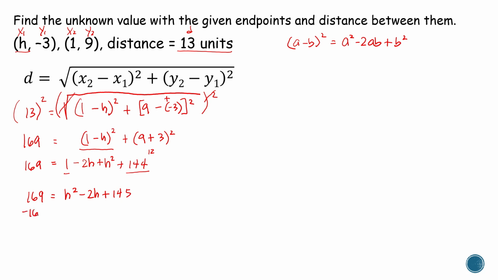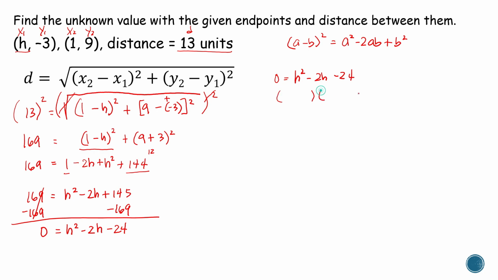So next step is I will subtract 169 on both sides. 0 equals h squared minus 2h, and 145 minus 169 equals negative 24. We have here a quadratic equation, and I think this can be factorized. So let's do that. In this kind of equation, we will be having two possible answers because it's a quadratic equation. So h squared minus 2h minus 24.